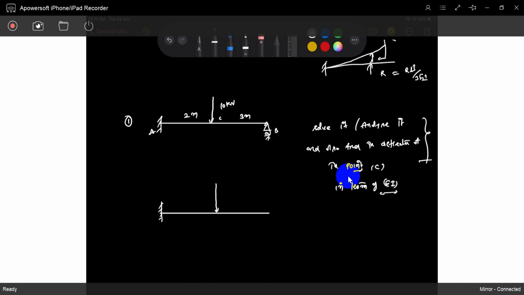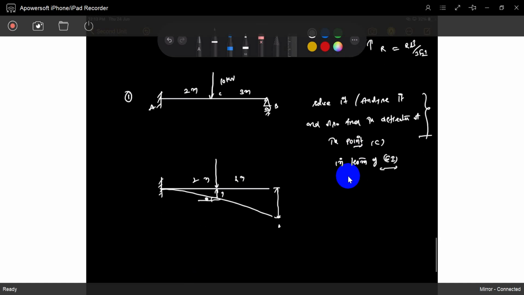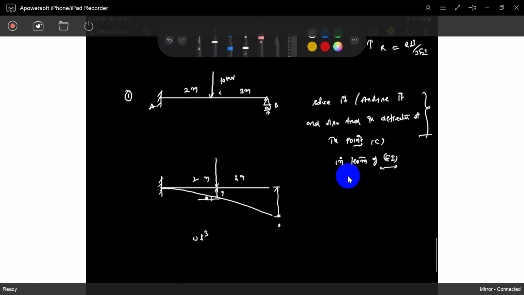So this is 2, this is 3. This is going to be a deflection like this. So what is the deflection? You can easily calculate. I will draw it for understanding. This is the deflection and you want to find this deflection at this location P. I already said this is theta. What is the deflection here? It is WL cube by 3EI.